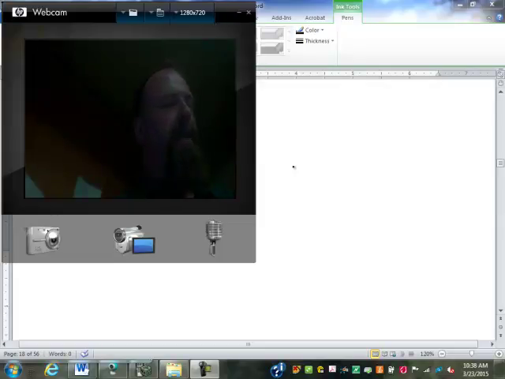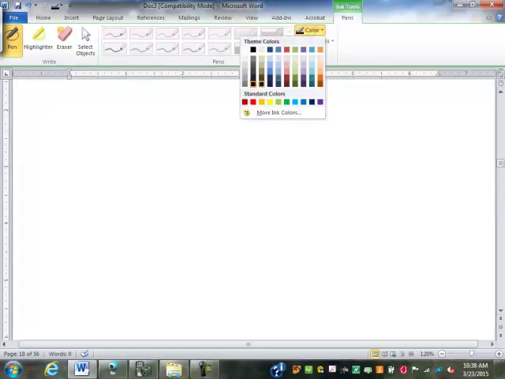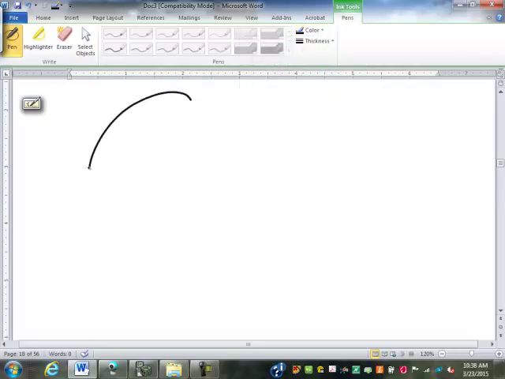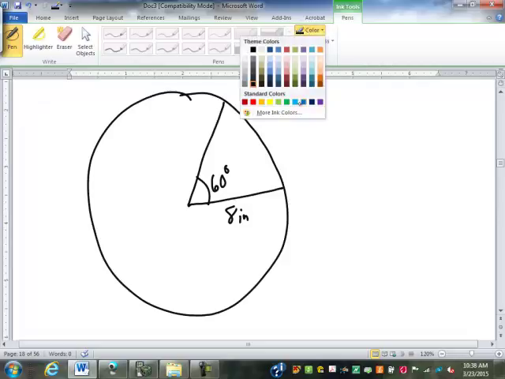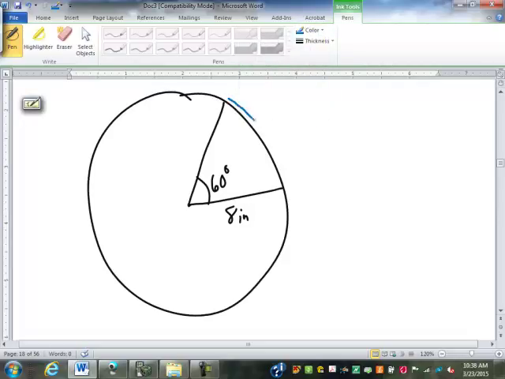So when we left last time, we talked a lot about angles and stuff like that on the circle. So let's take a look at some of these things and make sure we've got them down. So let's say we have a circle here with a radius of 8 inches, and we have an interior angle here of 60 degrees. I want to know, first of all, what that arc length is.